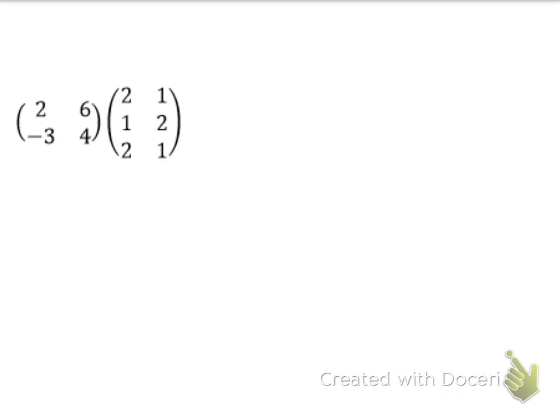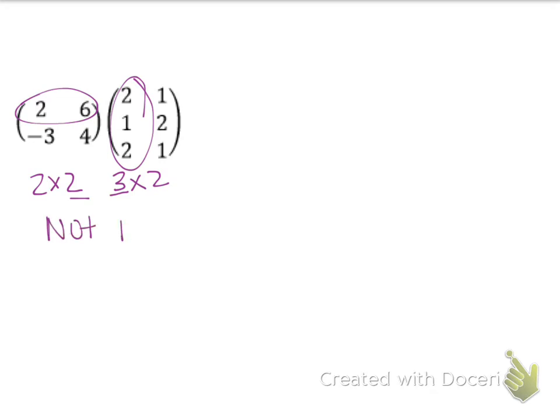Okay, if I start off, I do row, column. I already know I don't have things matching to multiply. This is a 2 by 2 and a 3 by 2. It doesn't match, so not possible.